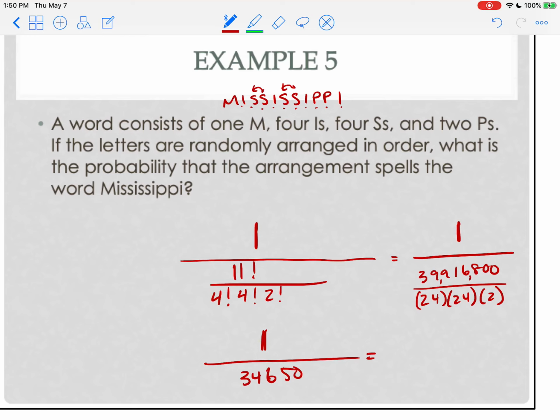or 2.89 times 10 to the negative 5. So that's 0.0000289. So it's basically a 0% chance it's going to happen, but it could happen.